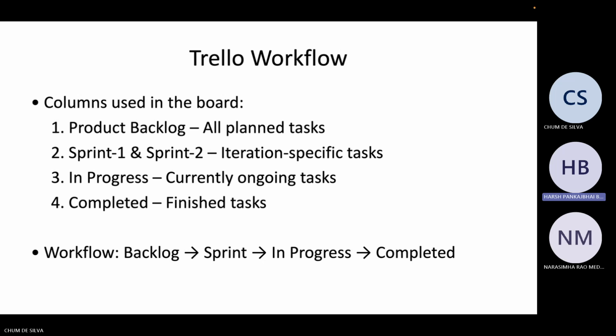We managed our sprint using Trello. Our board had four main columns: product backlog, sprint column, in progress, and completed tasks. The product backlog is where we planned all the tasks. The sprint column is where we specify which member is doing which task, in progress shows which tasks are currently being done, and completed shows the finished tasks.